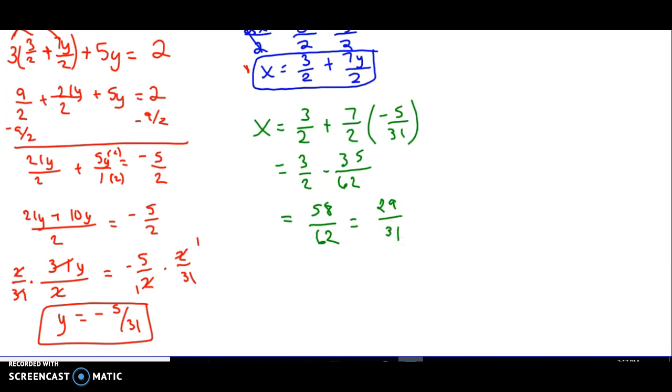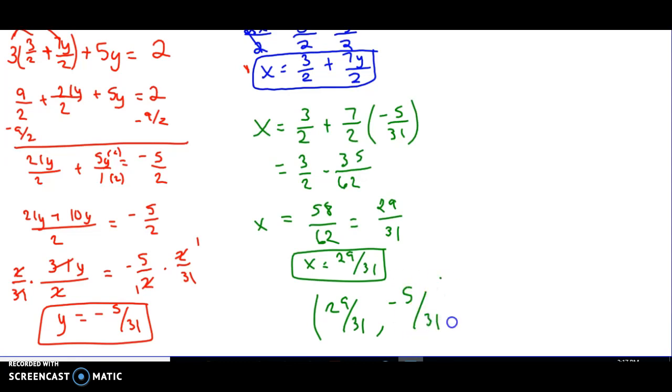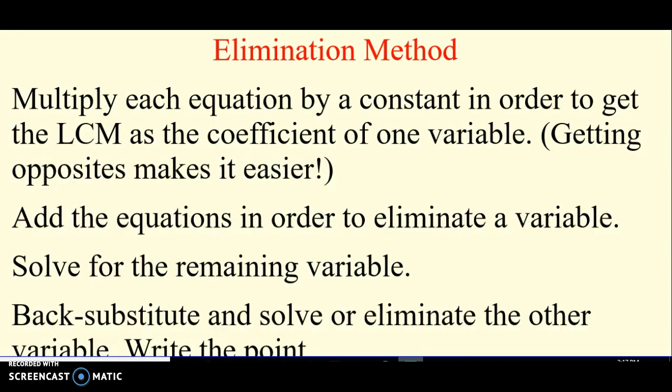So when we write this, remember this is our x value. So x equals 29 over 31. So our solution to this is 29 over 31, comma, negative 5 over 31. That is your final solution.